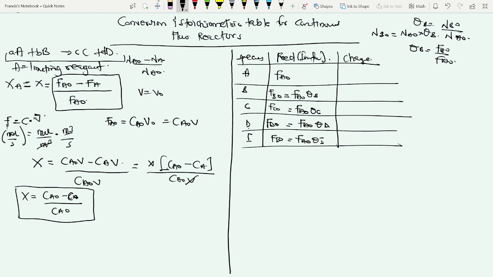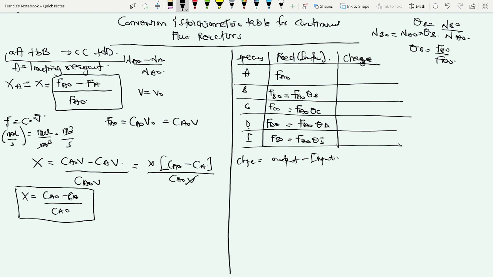Right? So the change is how much of A has been converted, how much of B has been converted. We said that for reactants, the change is negative because change is output minus input. For reactants, because there will be a conversion, the output will always be less than the input. So when you subtract them, you get negative, and that's the change we want. So the change we are evaluating here is output minus input. So for reactants, it's always negative, and for products, they are positive.